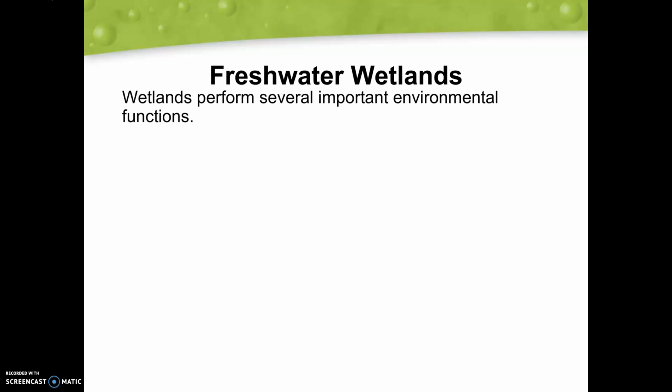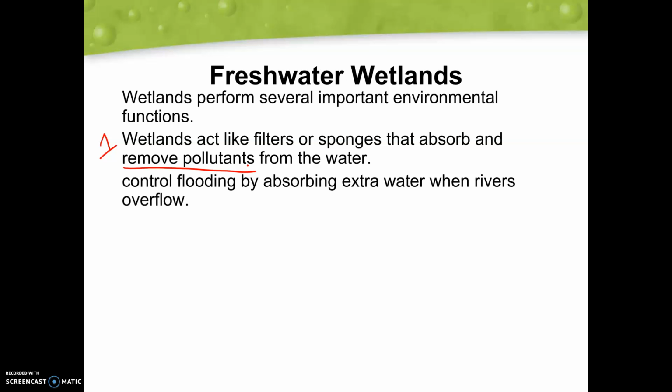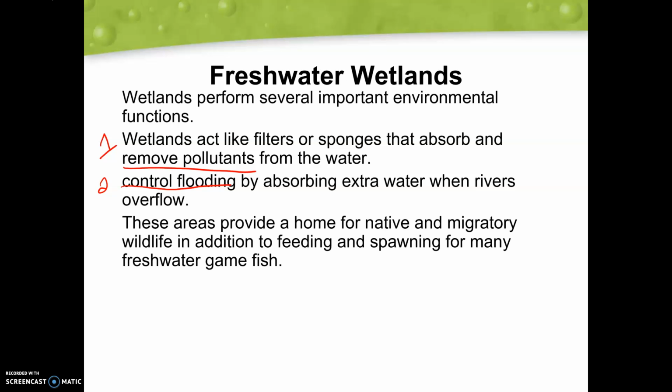So the important functions that they're going to have for the environment. So one, they're going to act like filters or sponges to remove pollutants from the water. Two, they help control flooding. So they do this by absorbing extra water when our rivers and streams overflow. So that's how they're going to help control flooding.